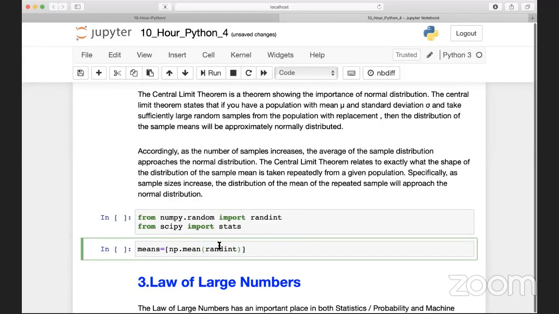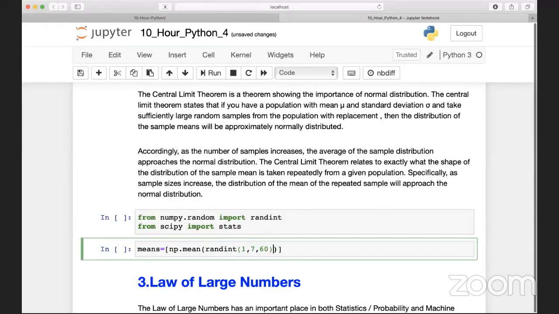Let me try to calculate the mean of the dice roll. Let me generate it: 1, 7. The lower bound is 1, the upper bound is 7. It's 6 actually, 7 is not included. And I will do this 60 times. I will have 60 observations.